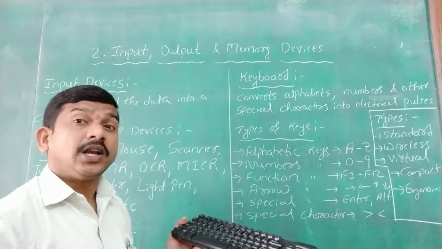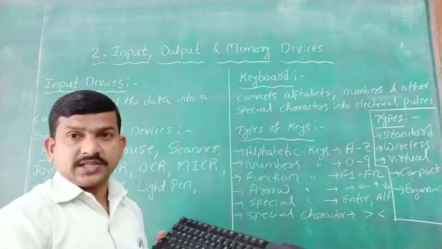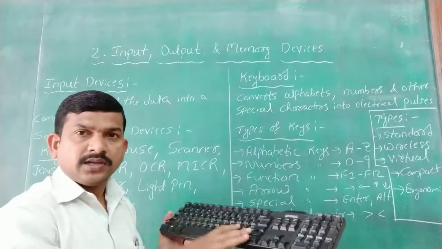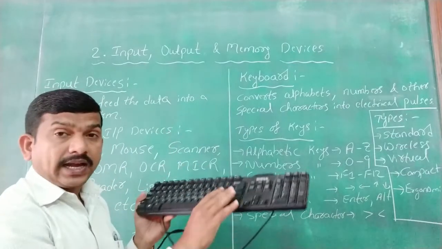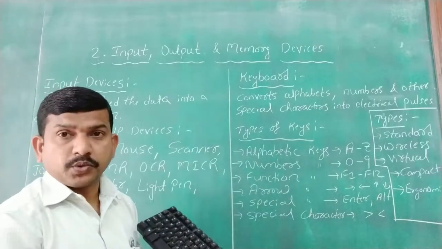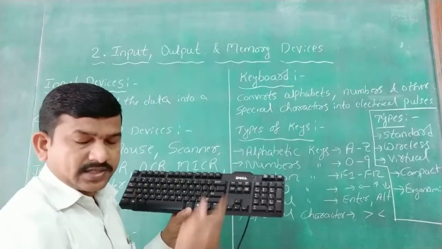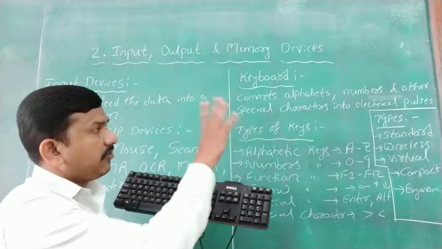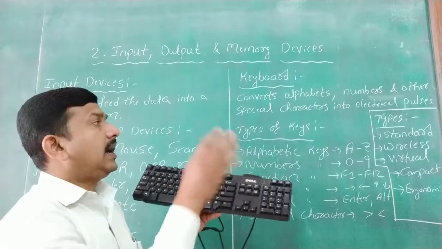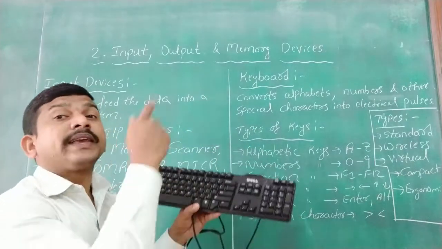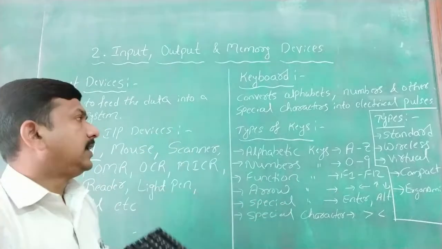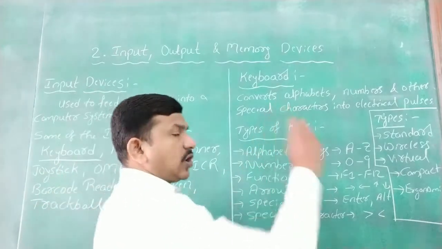That pulse is understood by our computer system. Whatever pulse is going, that is understood by our computer system. So what does this device do? The keyboard converts alphabets, numbers and other special characters into electrical pulses.